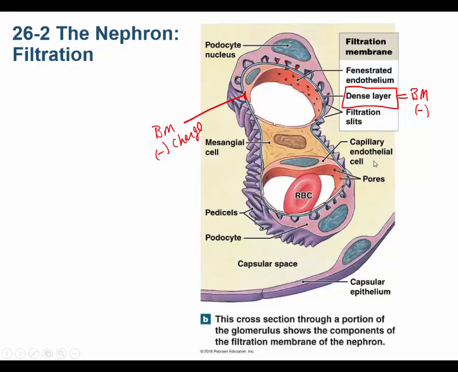Well, if you ask what's negatively charged in our blood, proteins are. The proteins in our blood are negatively charged. So proteins would have a hard time entering Bowman's capsule.